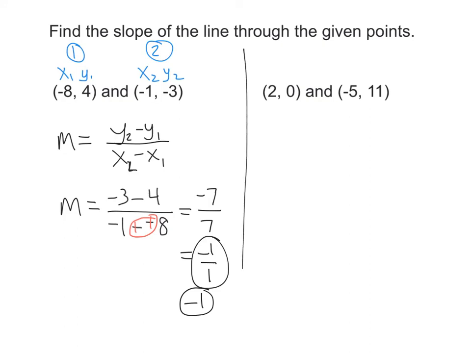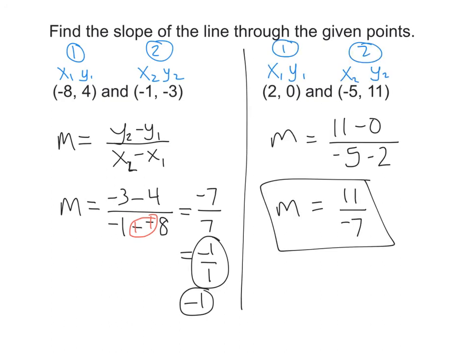All right, go ahead and try the second one on your own and check back to see if you have the correct slope. All right, you should get that the slope is 11 over -7, or you can also consider that -11 over 7 like this. It doesn't really matter as long as that negative is in just one location.